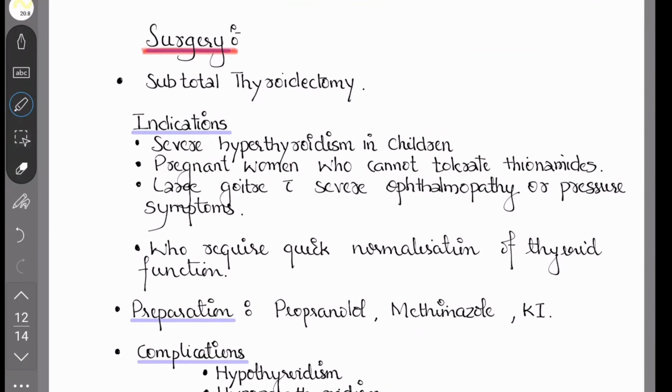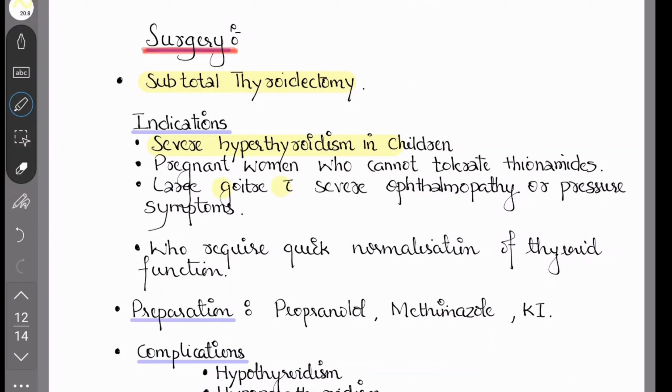Next, we see the definitive surgical therapy. The surgery is a subtotal thyroidectomy. The indications are severe hyperthyroidism in children, and in pregnant women who cannot tolerate thioamides, because methimazole and carbimazole are contraindicated. Propylthiouracil can be used in the first trimester, but some cannot tolerate that also. In such cases, we cannot use that.